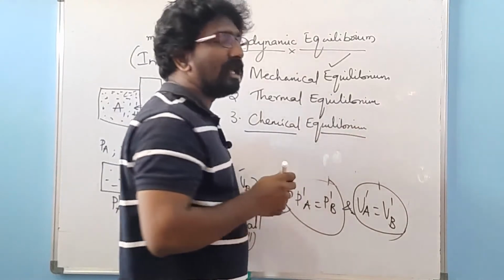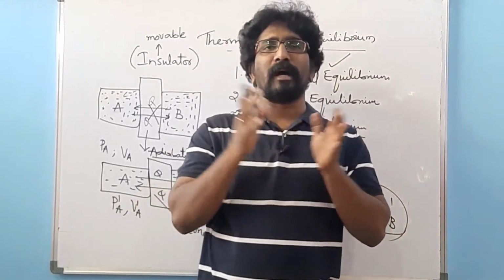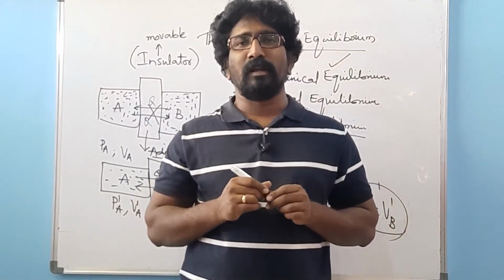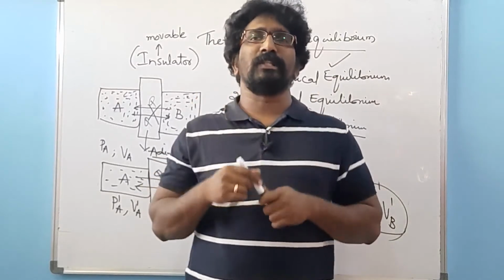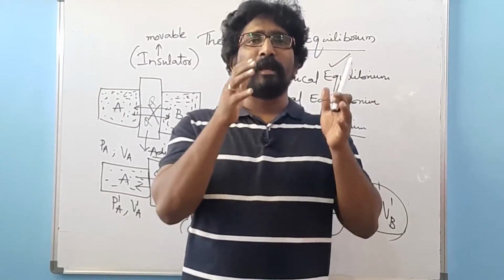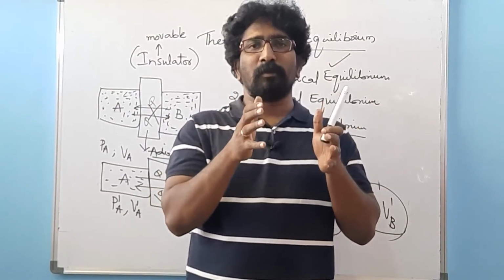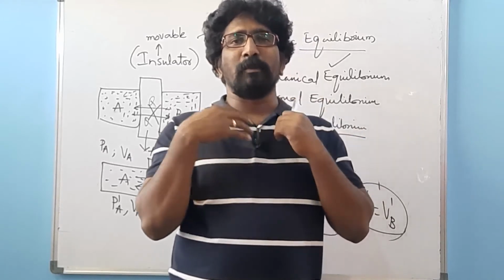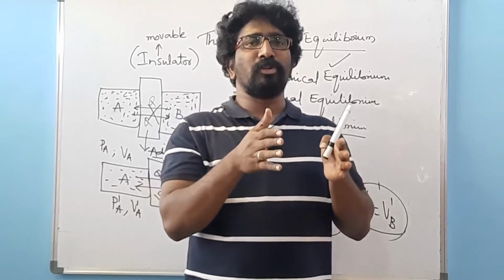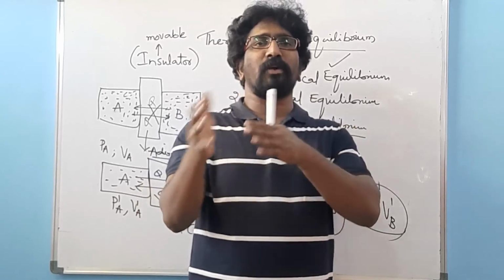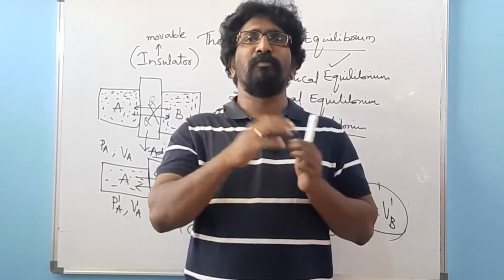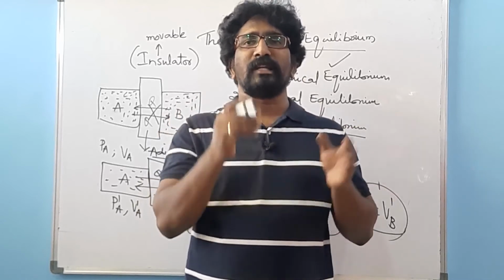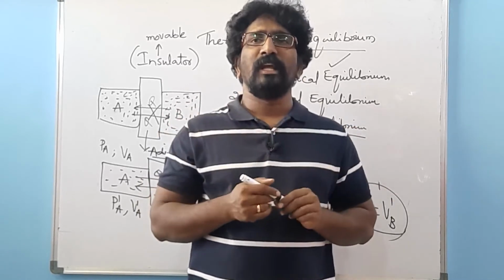The next one, coming to chemical equilibrium. Chemical equilibrium is completely regarding the chemical properties of the matter present in the system. It means the chemical composition, the number of moles or whatever it may be. The chemical composition of the system and the surrounding area both should be the same.